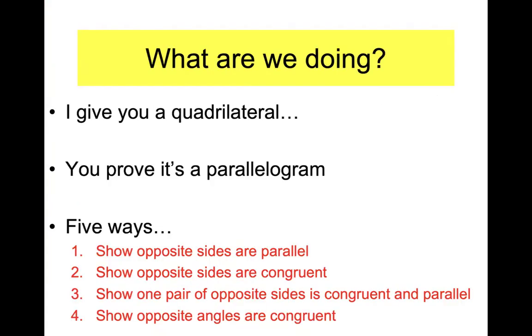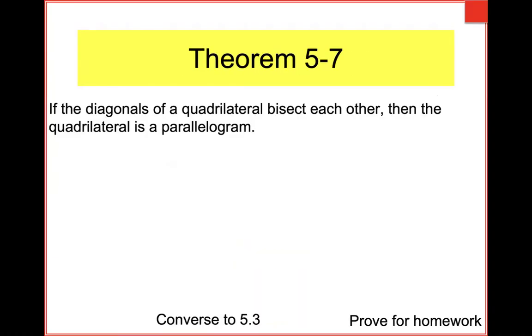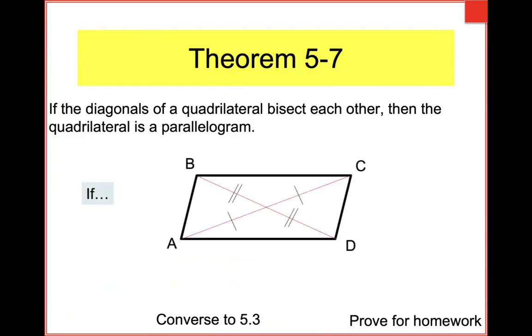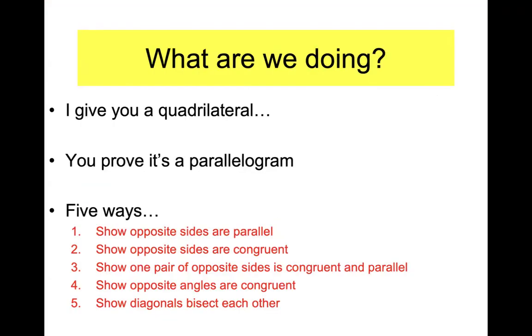Okay, looks like we only have one left to go. Let's see, which one will this one be? The fifth way. This is the last one to prove for homework. So if the diagonals do in fact bisect each other, then you have a parallelogram. This is the converse to 5.3.